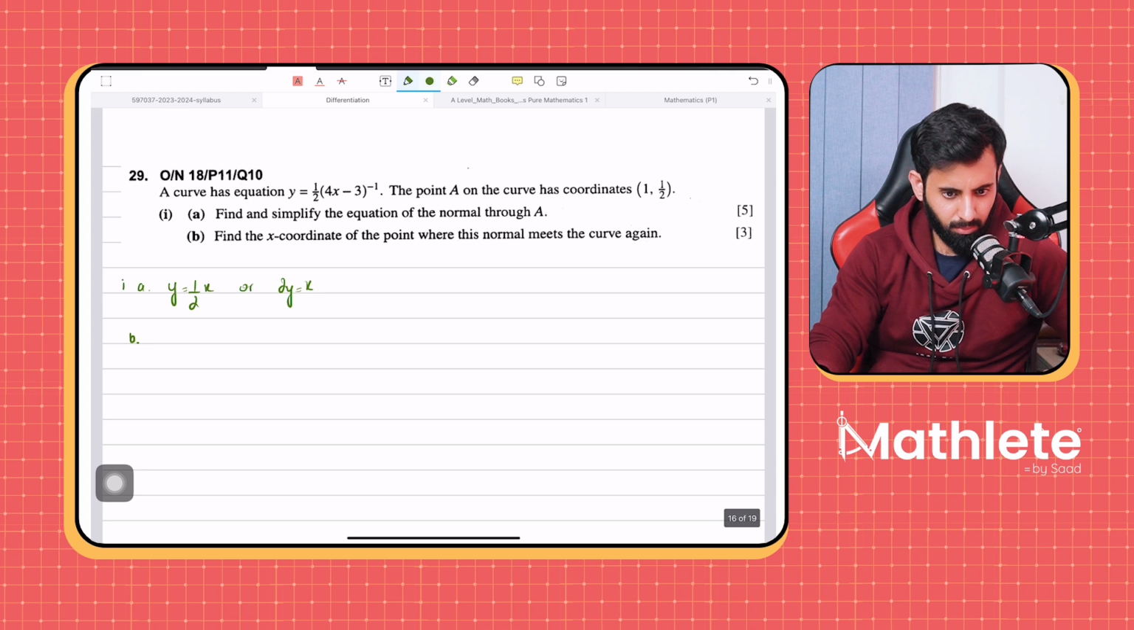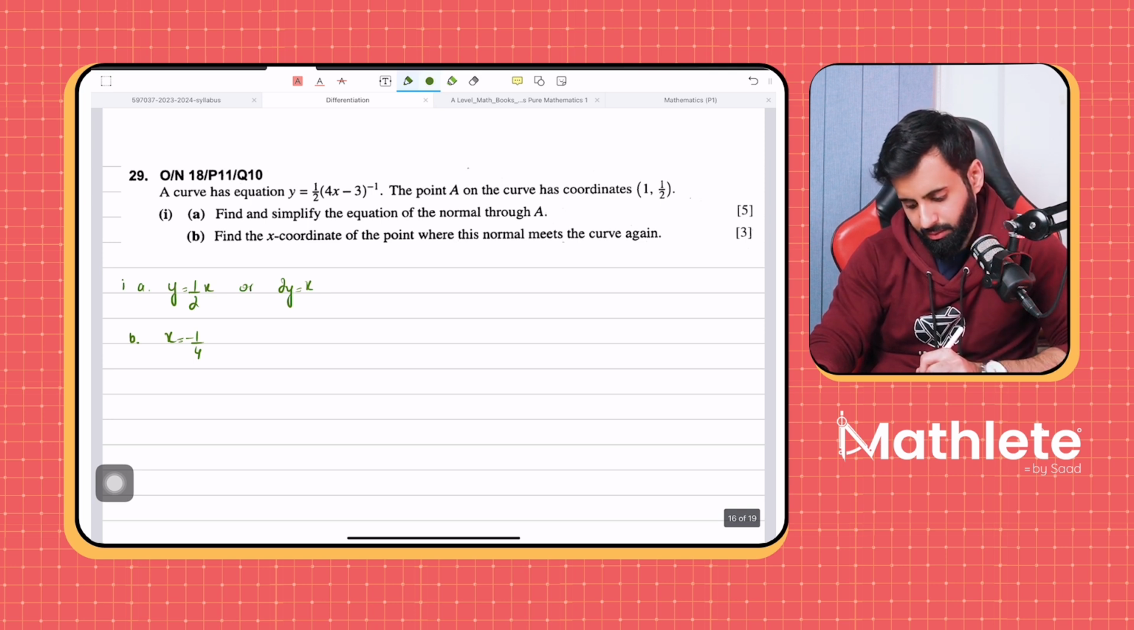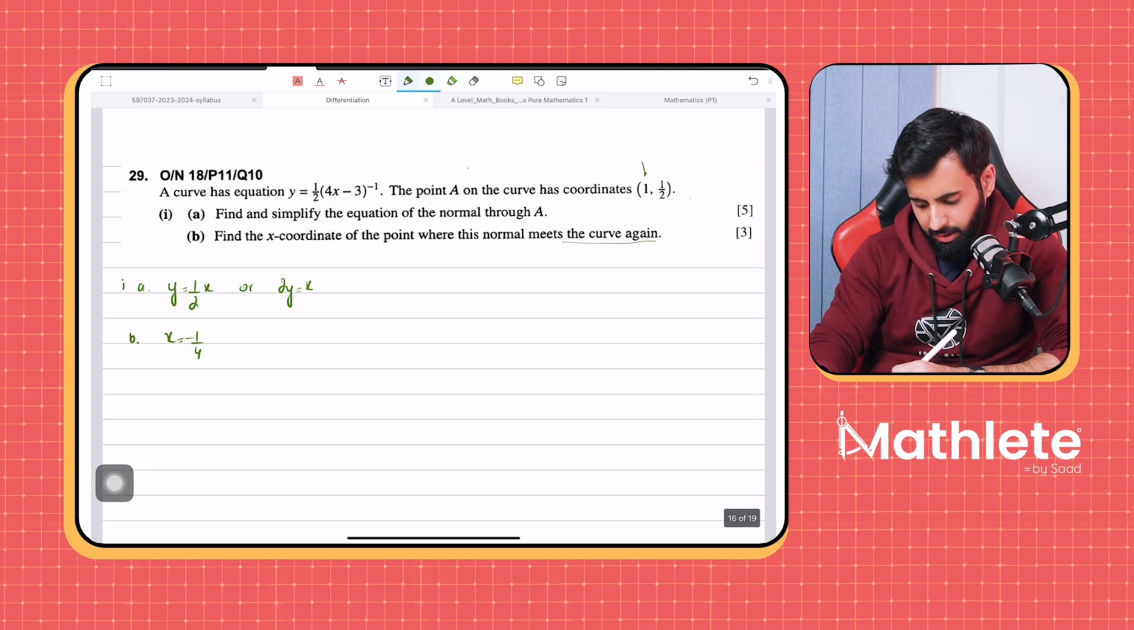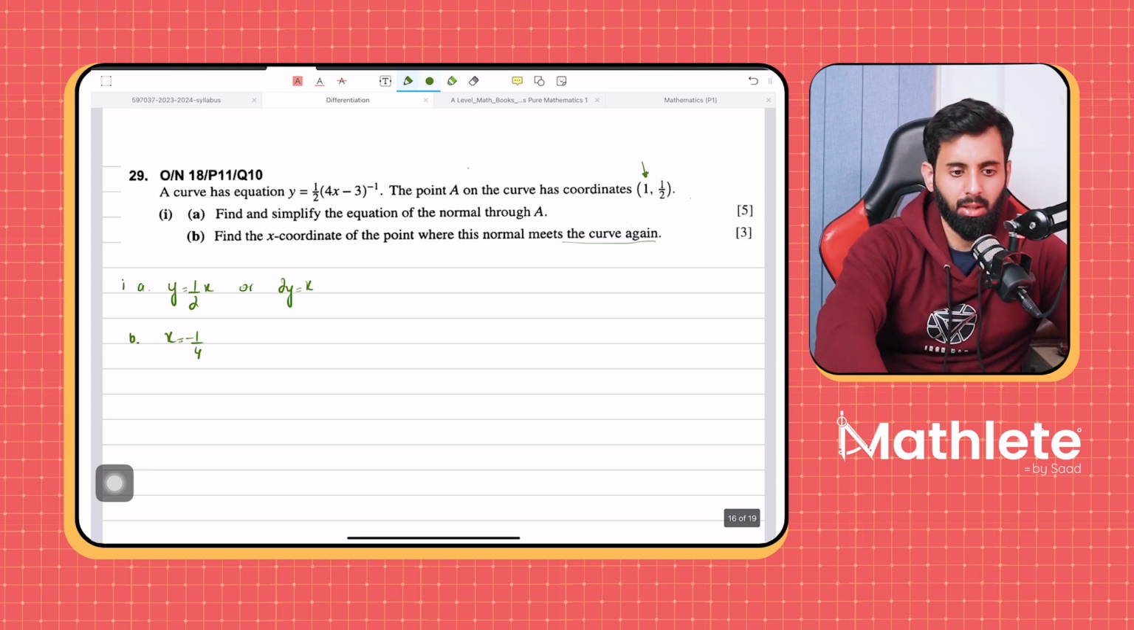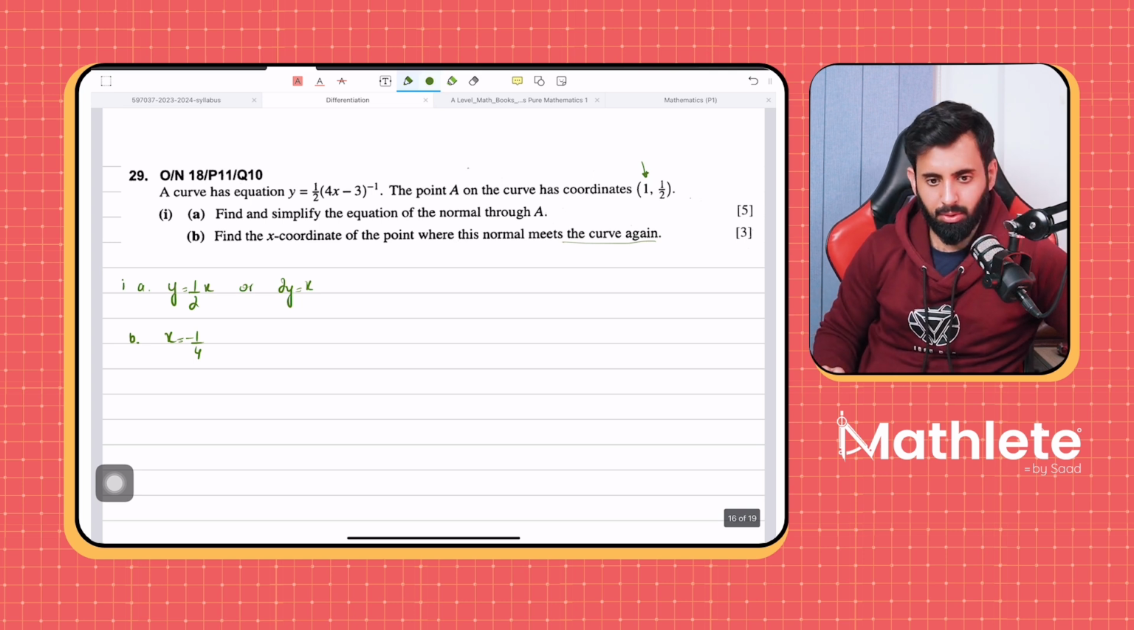It's minus 1 upon 4. Okay, you're just supposed to find out the x coordinate, so minus 1 upon 4 is the final answer. Notice how it says meets the curve again. So chances are when you solve it simultaneously, you will get one value of x as 1. That's not the value that you have to give. You have to give the other value, which is minus 1 upon 4.